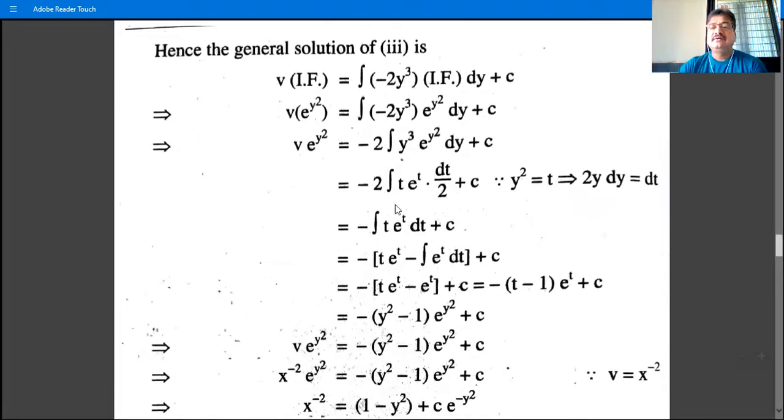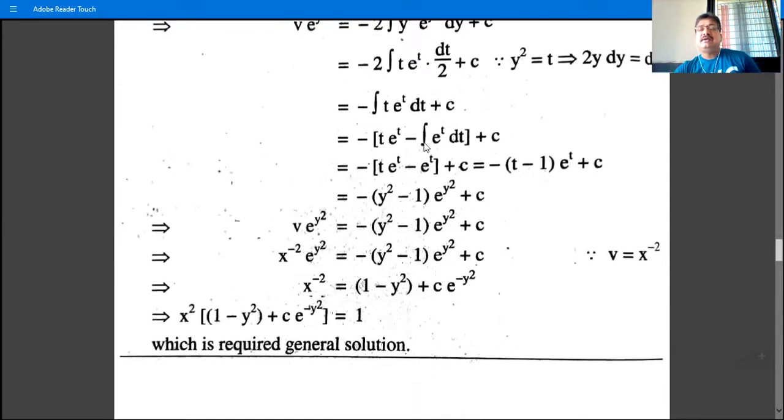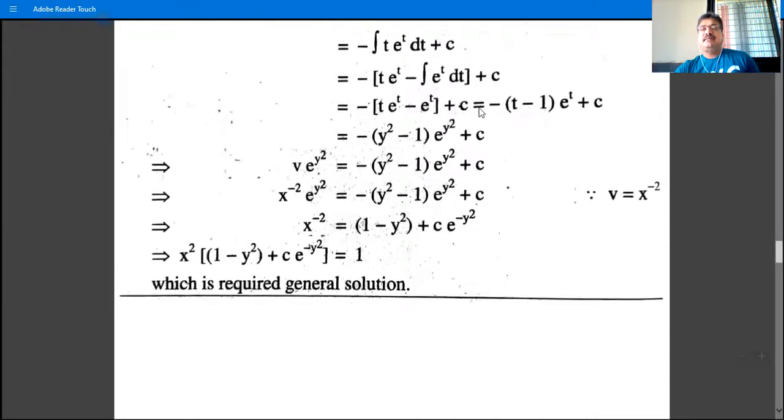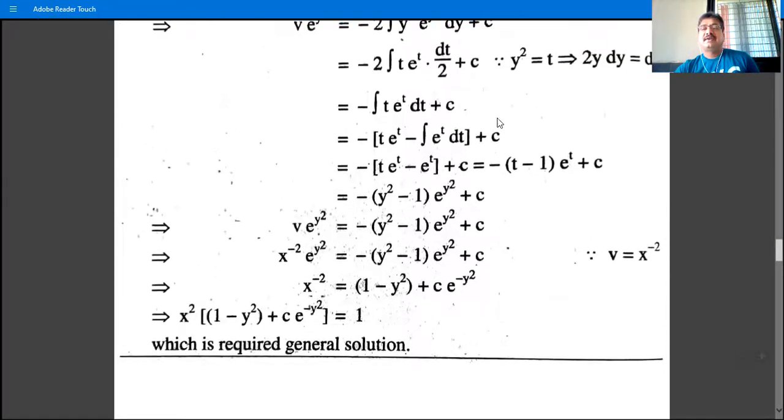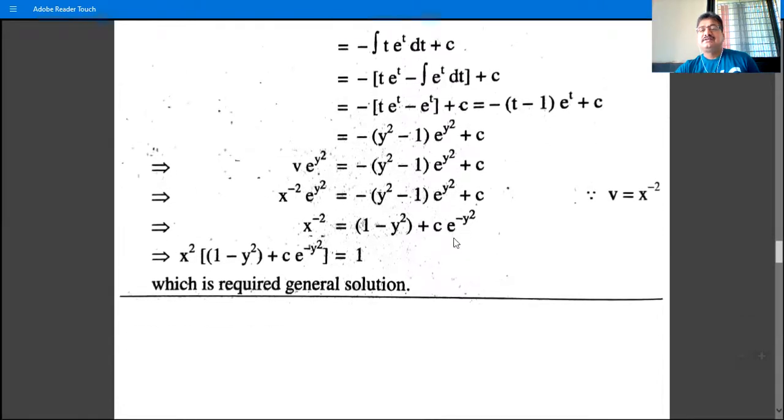Or write y dy as 1/2 dt, then the 2s get cancelled, and we have t e raised to t. The integration is by parts. Here t is first, e raised to t is second. So first times integration of second, minus integration of the derivative of first, which is 1, times integration of second. Then substitute t as y square, and substitute v as x raised to minus 2. We have this, and this is the general solution.